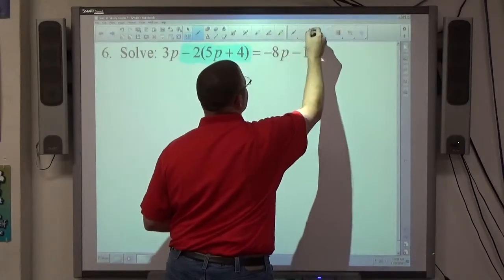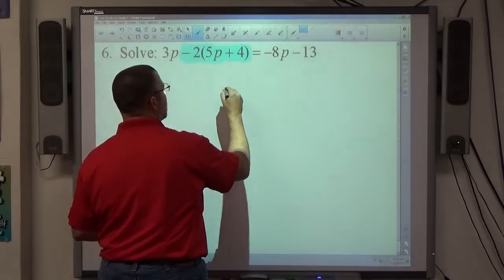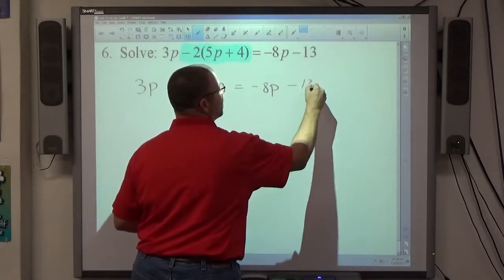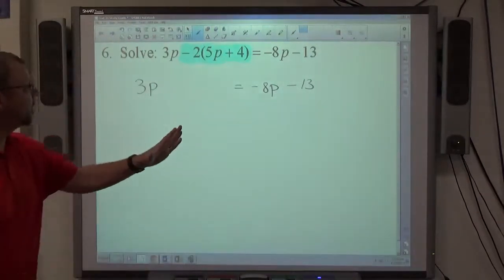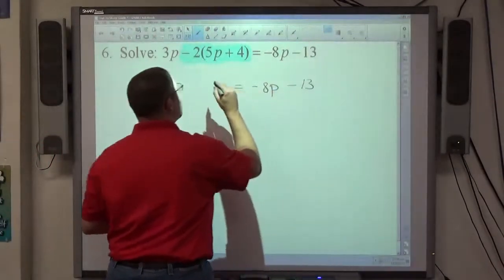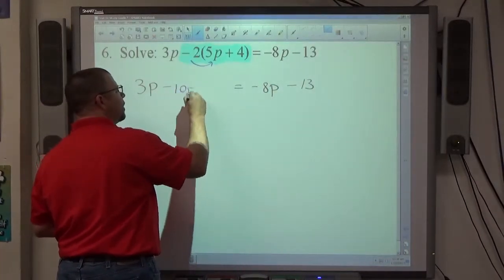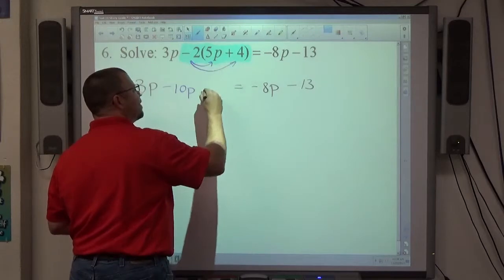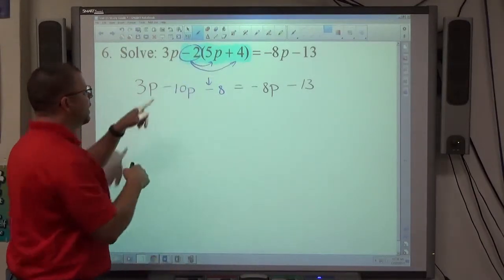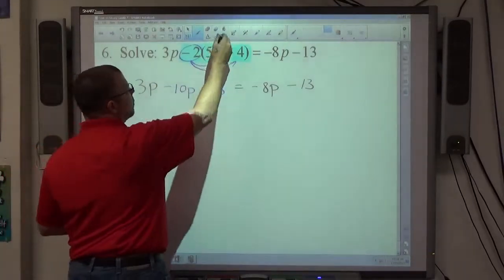All that is simplifying stuff to make the problem easier to deal with. So if I focus just on that, 3p is going to stay 3p, equals stays equals, negative 8p stays negative 8p, negative 13 stays negative 13. All the stuff stays the same. I'm just dealing with the distributive property issue. Negative 2 times 5p is negative 10p, and negative 2 times 4 is negative 8. Be very careful that that minus sign is being multiplied. Negative times positive makes a negative. That's a very commonly missed object there.